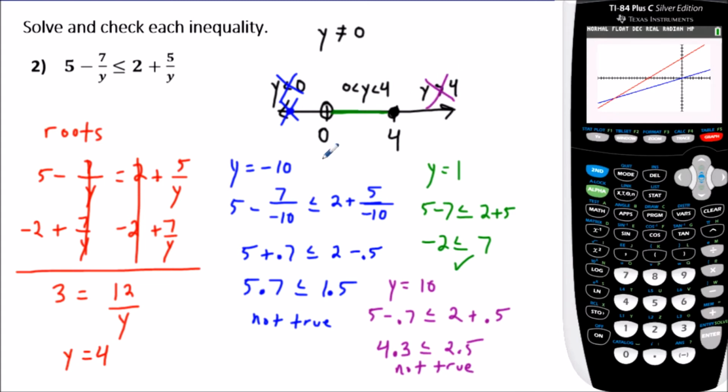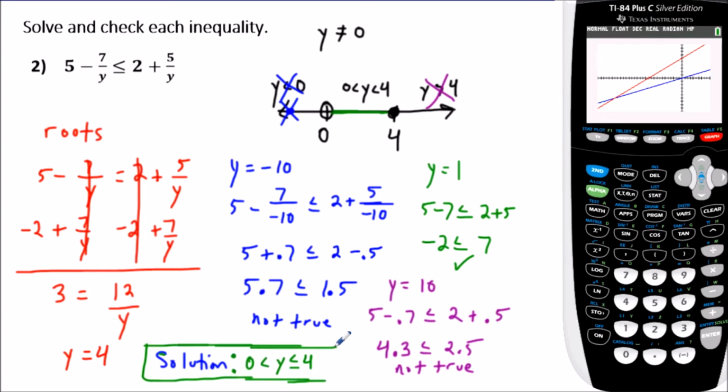So for this type of question, because it was less than or equal to, we have to be really careful how we write our solution. So our solution here, maybe we'll write it in green so that it matches what we wrote above. Our solution is going to be 0 is less than y is less than or equal to positive 4. We're including 4 in the mix because 4 was a root, and we said that the inequality could be less than or equal to.